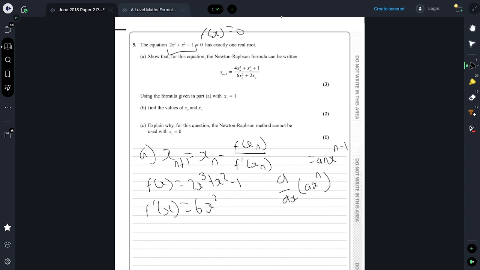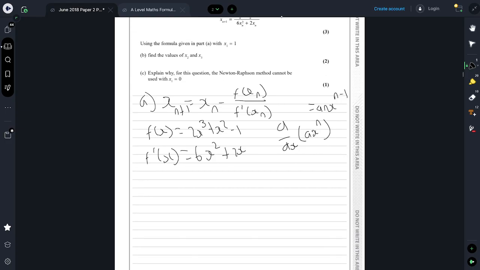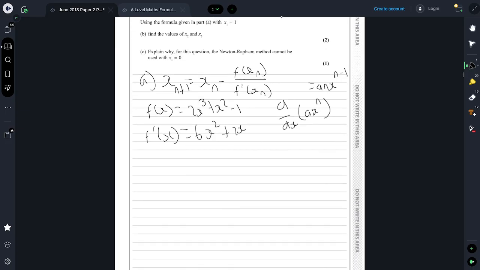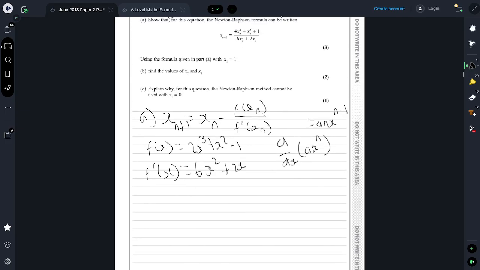So 3 minus 1 is 2. Likewise with x squared, so 2 times 1, 2, and then knock one off. And the constant will go to 0. Okay, so that's our derivative. And so essentially, that's what we've got to do.